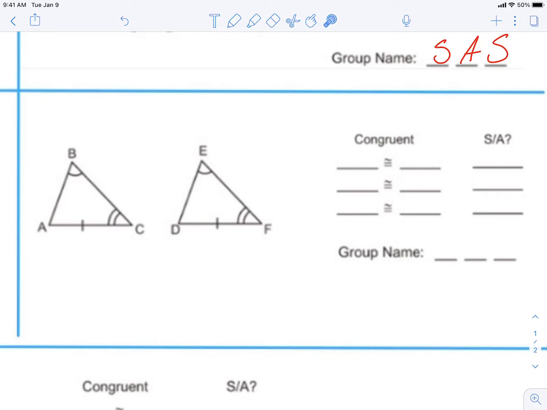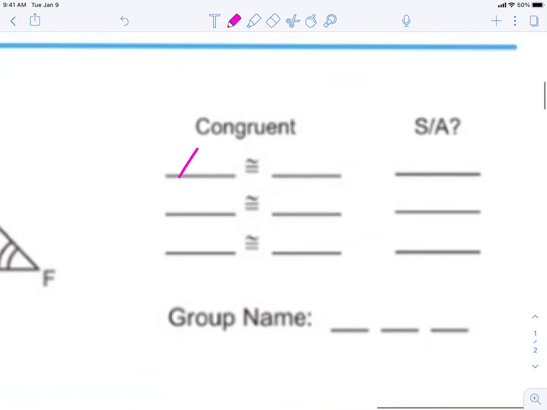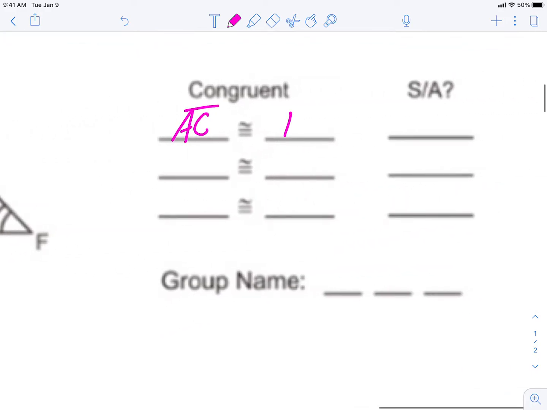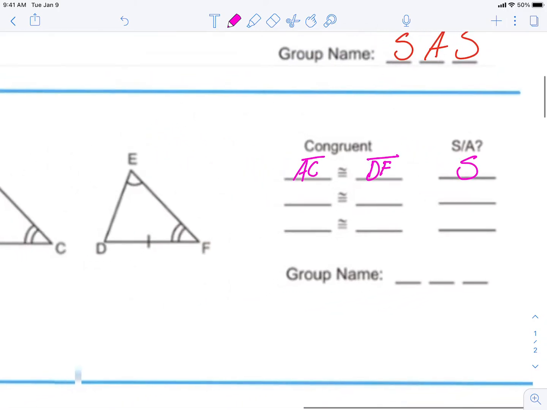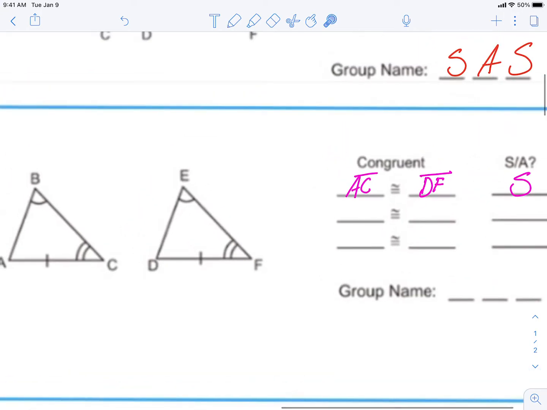We're going to start with this side here. AC is congruent to DF, and those are sides. Right? Then we come over here and we see this.